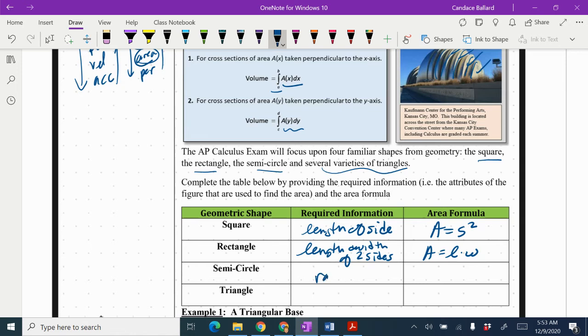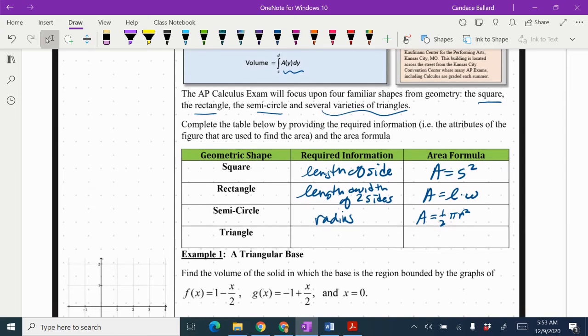A semicircle, you need a radius. And it's typically a semicircle, not a full circle. So the area of a circle is pi r squared, and a semicircle would take half of that. If they ask for a quarter circle, you'd take a quarter of it. And then a triangle is the length of the base times the height. Base and height is what you need. And then the area is 1/2 the base times the height.